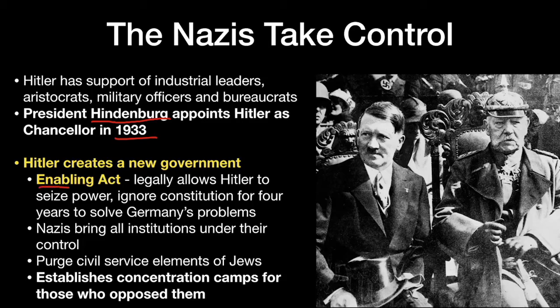He puts in place what's called the Enabling Act. This allows him to seize power, essentially taking the Constitution that they had right there and just getting rid of it completely. Now, the reason he does this and the way he presents this to the German people is if he can move past some of this red tape that this Constitution is all about, then he can start solving problems faster.